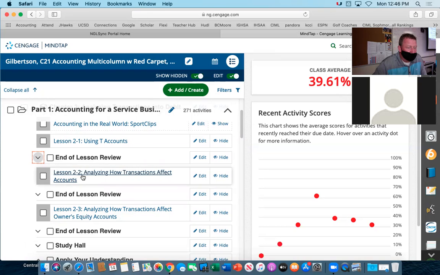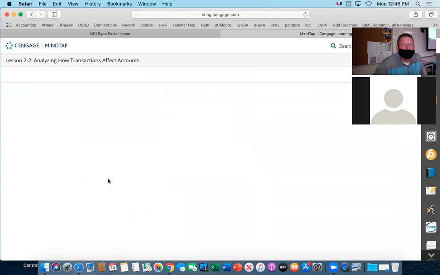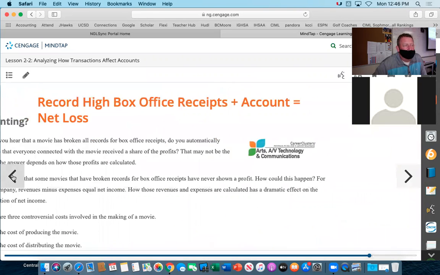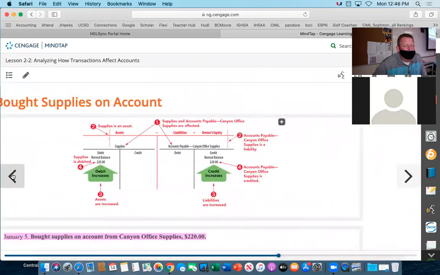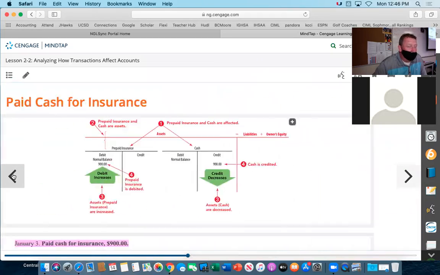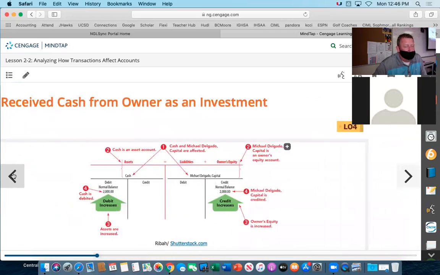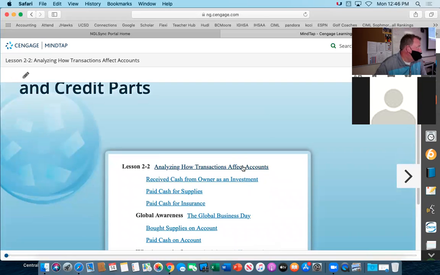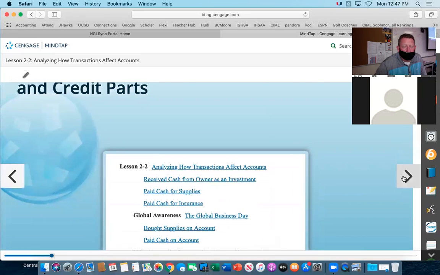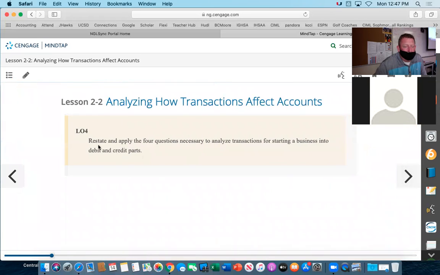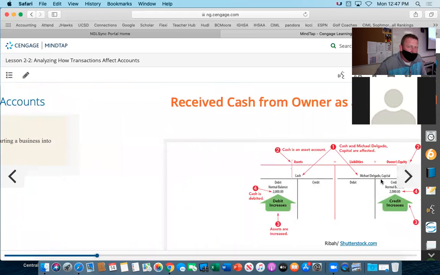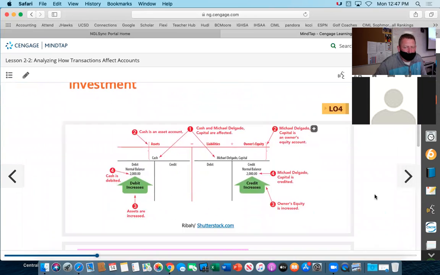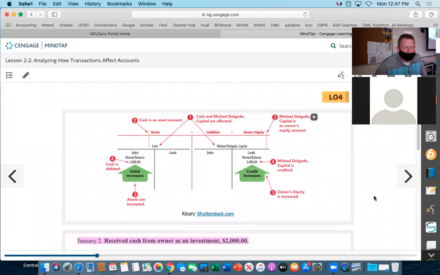So here's where we're at. Lesson 2.2, analyze transactions. So here now, we are going to get transactions. We're going to read a transaction and how they affect these accounts. And then it has these questions. We'll kind of walk you through it. These charts are great examples. So here's an example again.